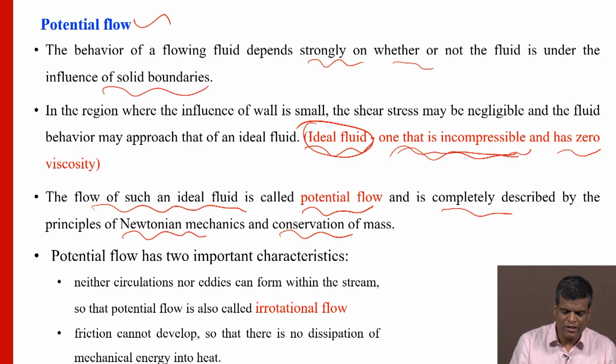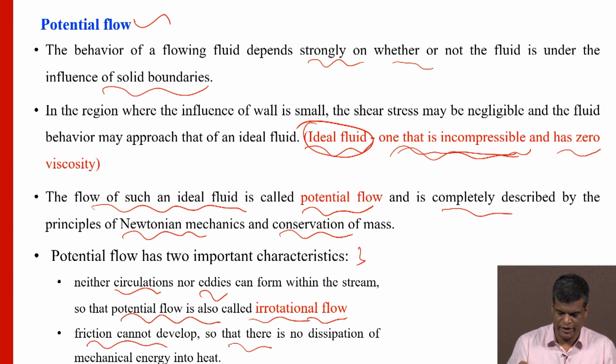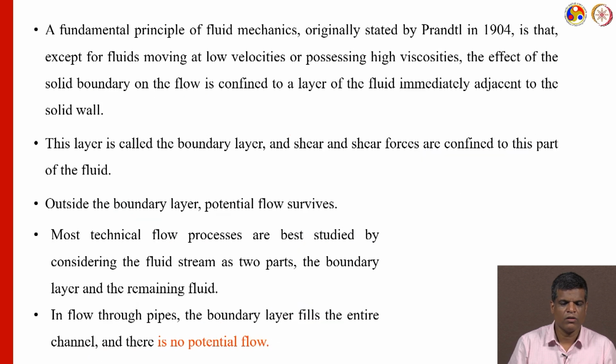The potential flow has two important characteristics. Neither circulation nor eddies can form within the stream, so the potential flow is also called an irrotational flow. Then friction cannot develop, so there is no dissipation of mechanical energy into heat. The fundamental principle of fluid mechanics was studied by Prandtl, in 1904. I think you know the Prandtl number.